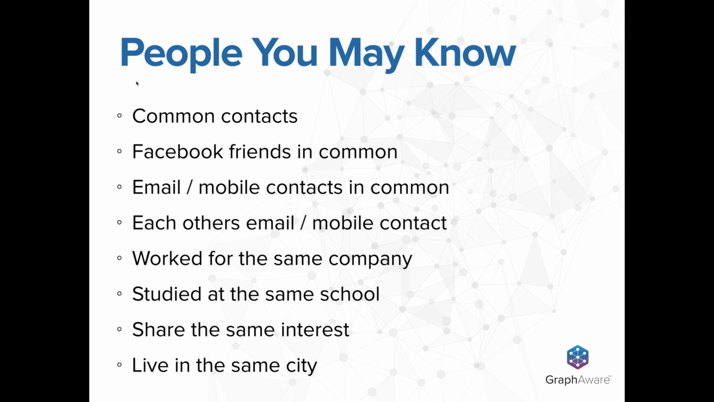You could also, if they install your application, there are APIs where you could see their mobile contacts. And so you could see who their mobile contacts are and whether they have signed up to your service and suggest those people. You could also find people that have worked for the same company during the same period of time, or studied at the same university or school. They might share the same interest, live in the same city, and so on and so forth. So there's a number of ways we could go about suggesting people you may know.